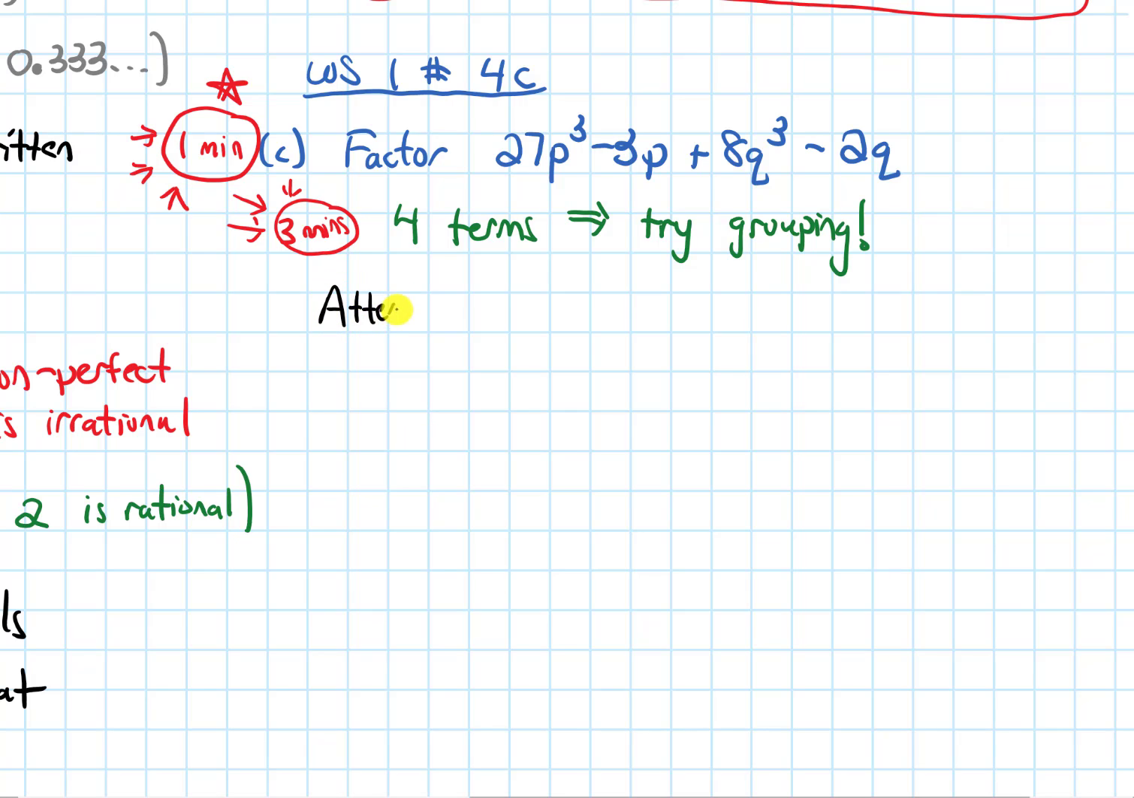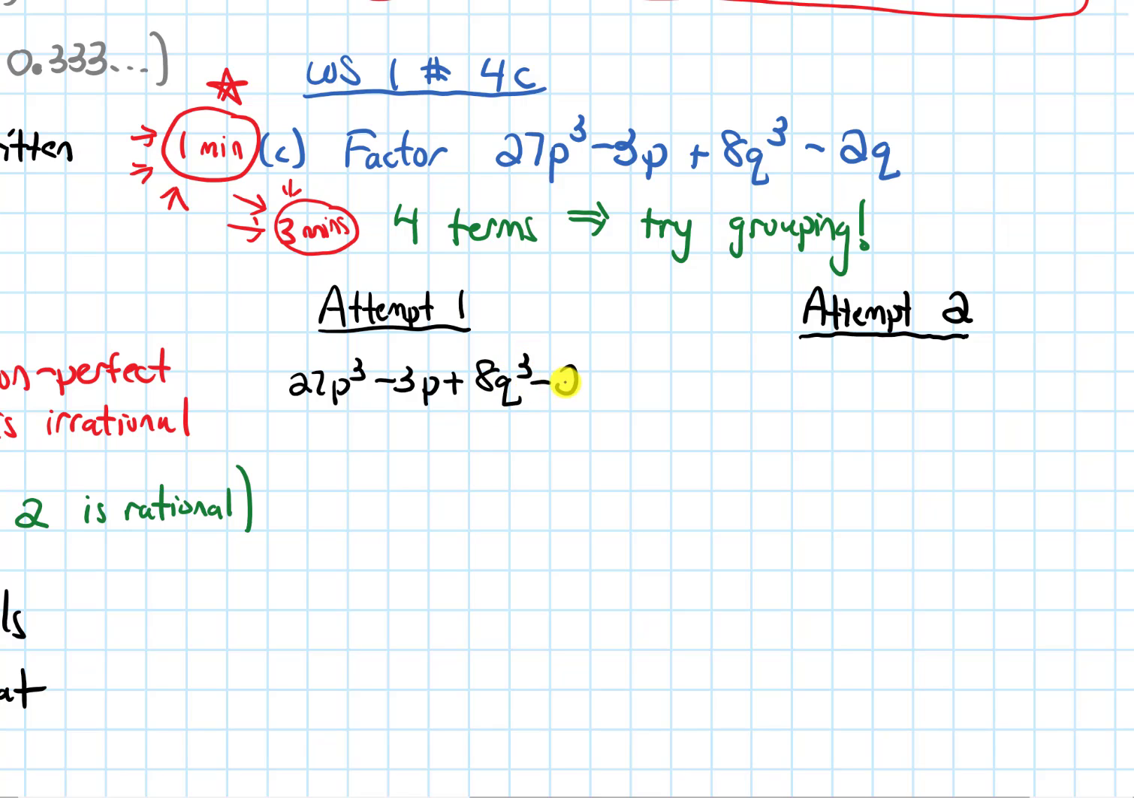Alrighty, so hopefully you paused it and tried it for about 3 minutes. I'm going to do this in 2 ways to remind you what it looks like when we pick a grouping that doesn't work and what happens when we find a grouping that does work. So in my first attempt, let me rewrite this: 27p cubed minus 3p plus 8q cubed minus 2q.